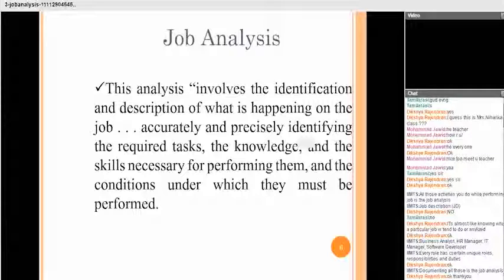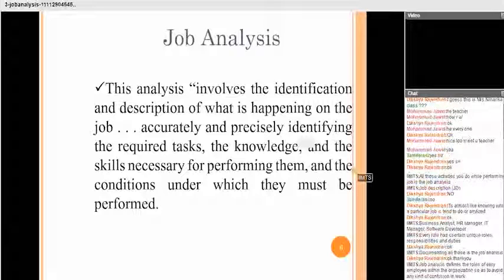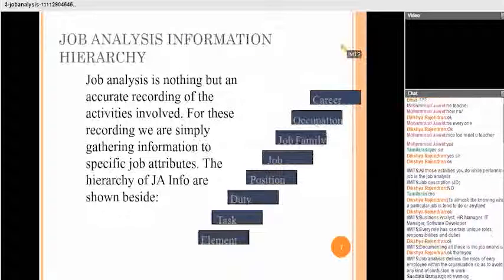Job analysis defines the role of every employee within the organization so as to avoid any kind of confusion involved. So that is why job analysis is being required.